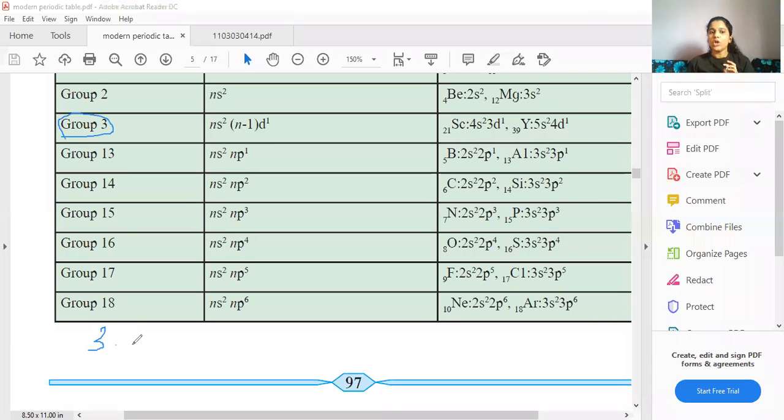From group 3 to group 12, it is your D block. And in that D block, somewhere in your 6th and 7th period, the lanthanoid and actinoid series also come, which means F block is also introduced. Okay, fine. So here, I think they have explained it ahead separately. Here they have not written from 3 to 12. They have just written for 3. So I'll get back to 3.